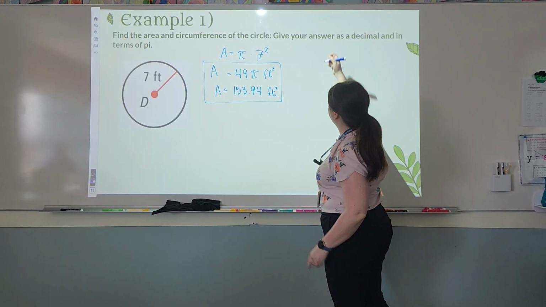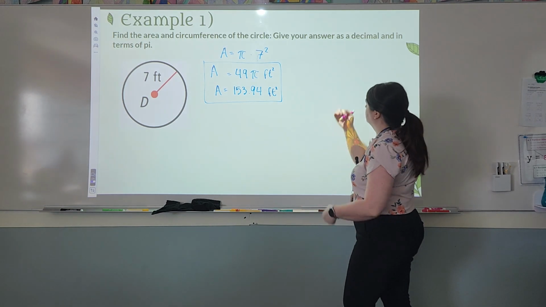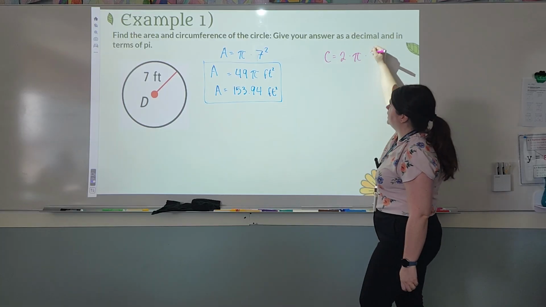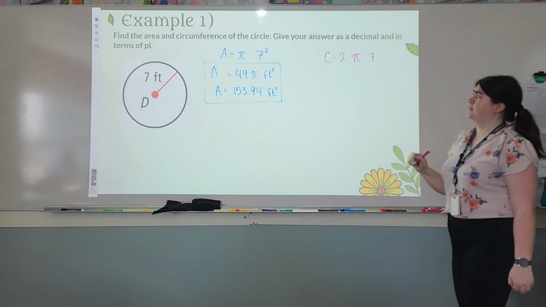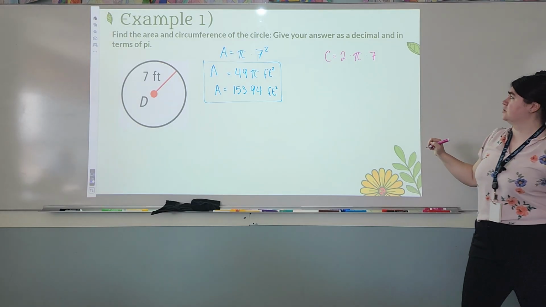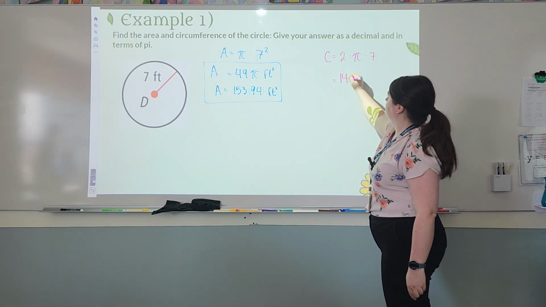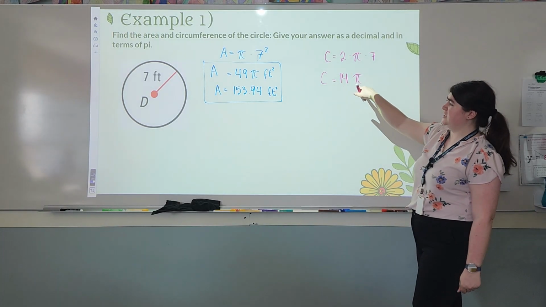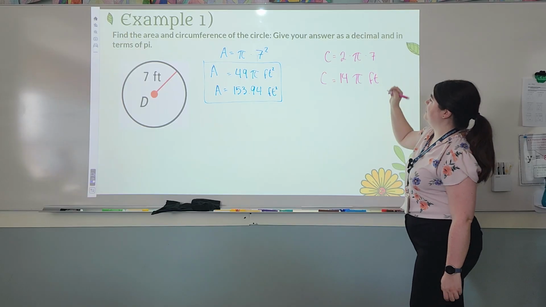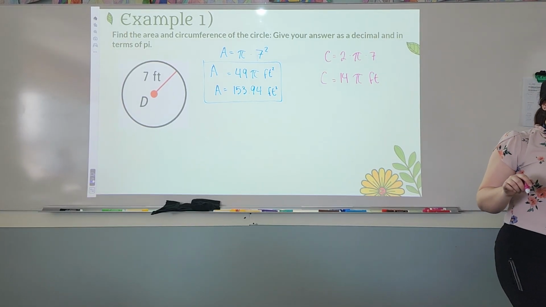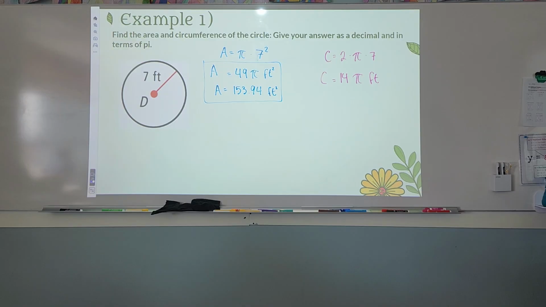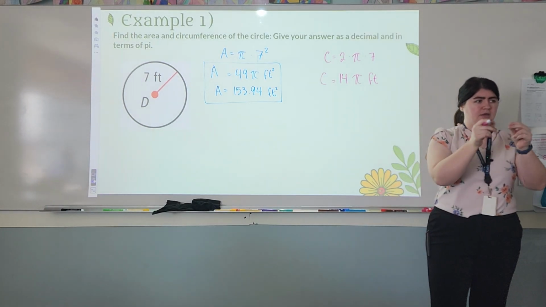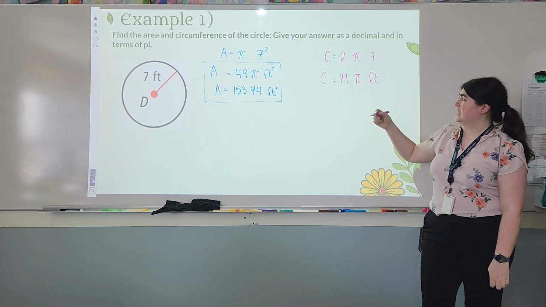So I have circumference equals 2 times pi times the radius, which we know is 7. 2 times 7 is equal to 14. So in terms of pi, circumference is 14 pi feet. Because remember, circumference is the distance around the circle, so that is not square units. That's essentially like if you took a segment and stretched it around a circle. So this is a length.